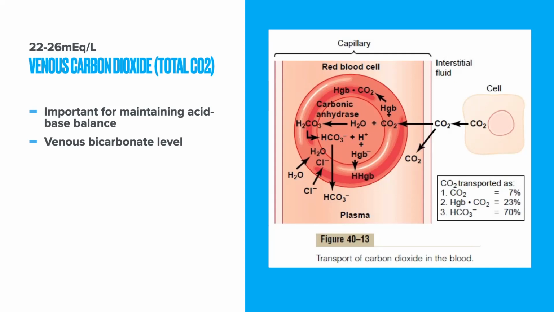So we want to understand acid-base balance, and venous carbon dioxide is 22 to 26. It's kind of like our venous bicarb level a little bit. Normal bicarb is 22 to 26, so you can correlate the two. Venous carbon dioxide, 22 to 26.